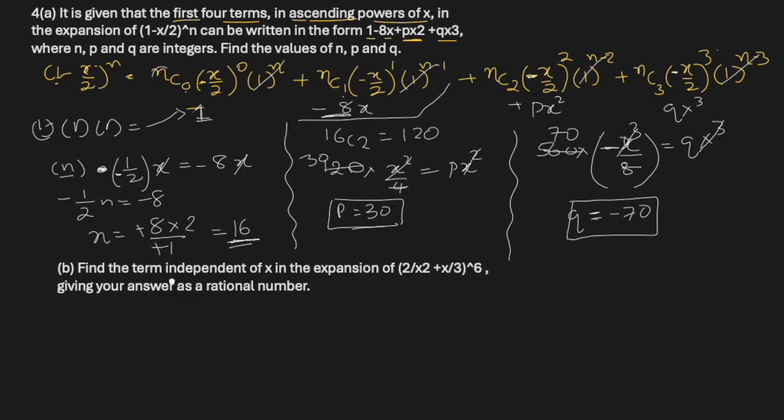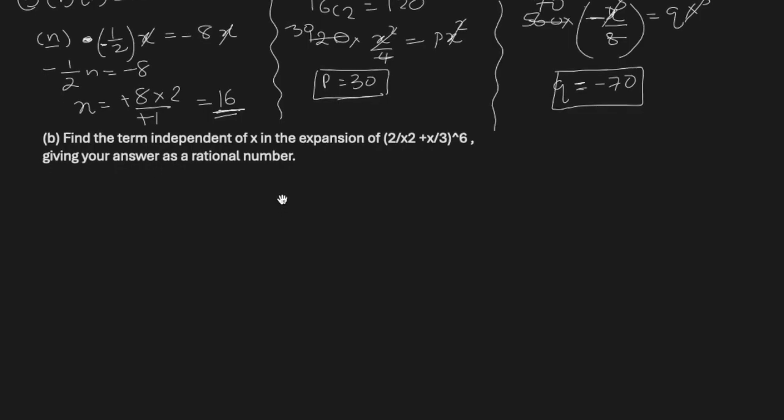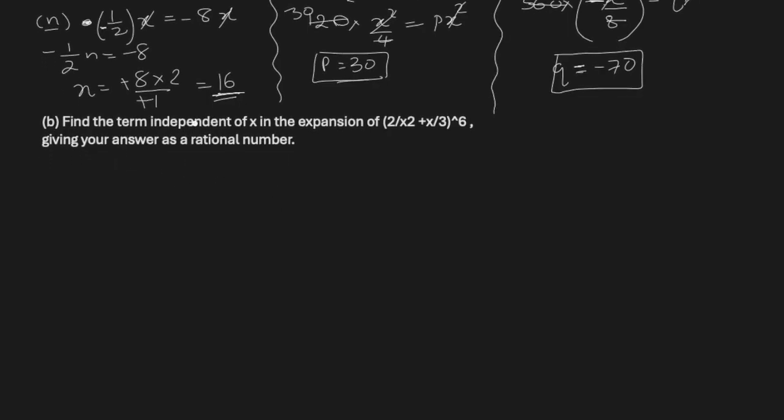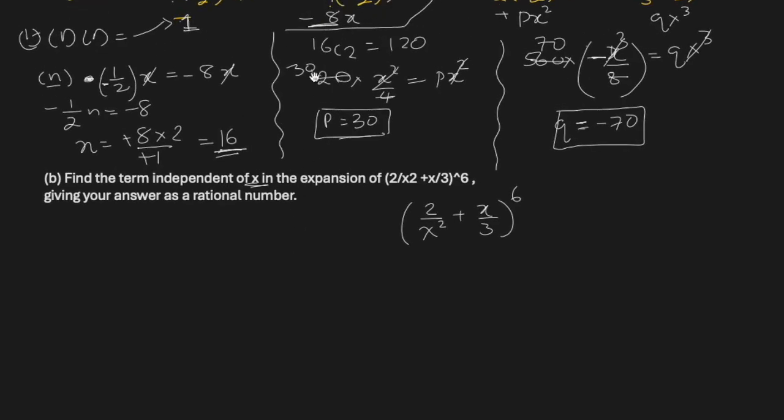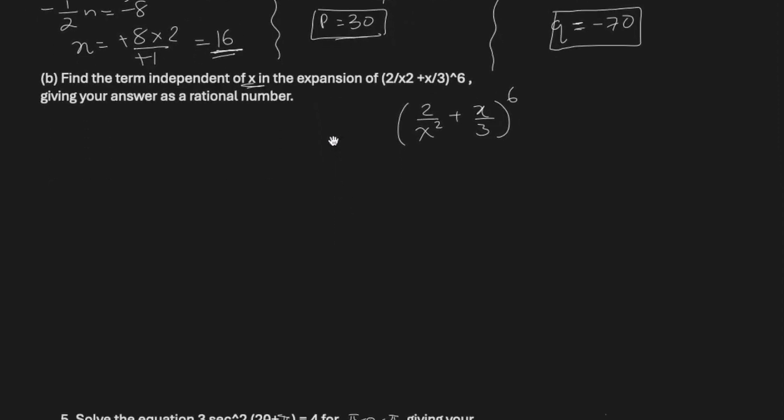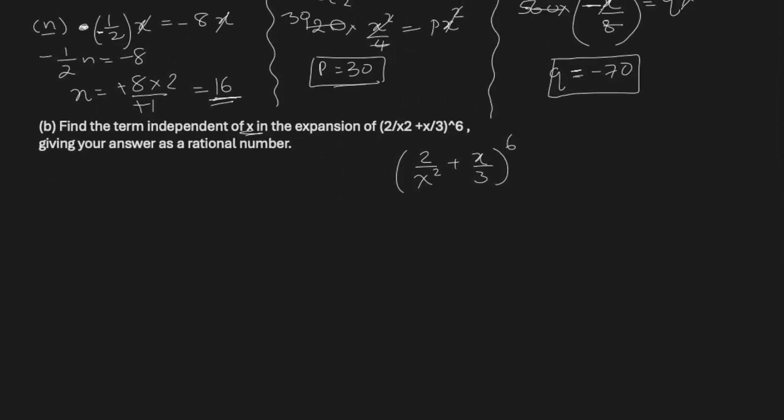Next, find the term independent of x in the expansion of this. That means it has nothing to do with the earlier part. We have to start afresh in this one. So the term independent of x means x to the power 0. Let me write this one properly: 2 over x square plus x over 3, to the power 6. We have to select the exponents such that if I apply the expansion like in the previous part, I get x to the power 0.